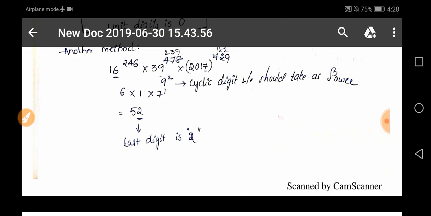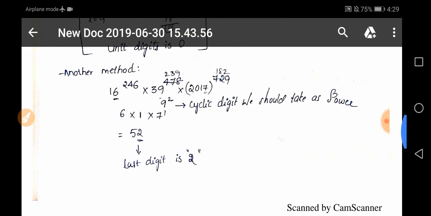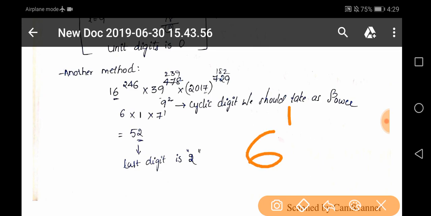16 power 246 into 39 power 478 and 2017 power 729. So here, first let us consider 16 power 246. The last digit is 6. See, the cyclicity of 6 is always 1. So 6 power anything is 6, right? So we will be considering 6 power 1, that is nothing but 6. Okay, the first one is done with the cyclicity.